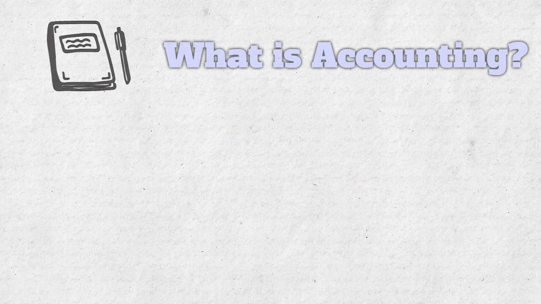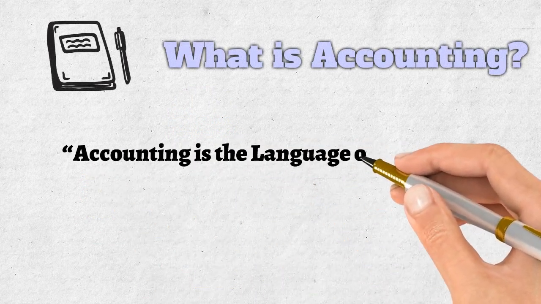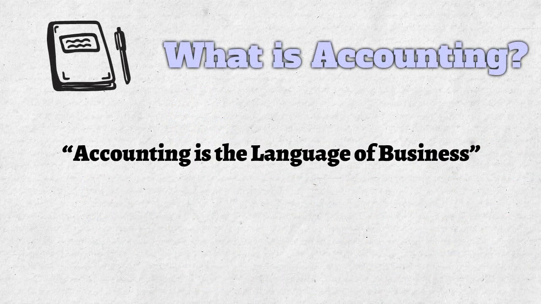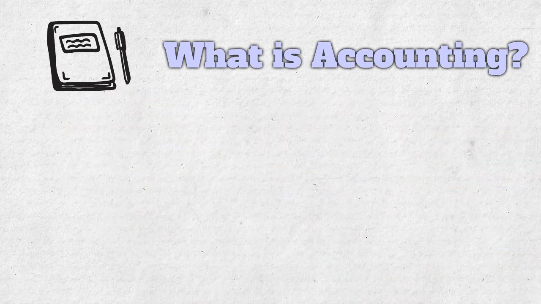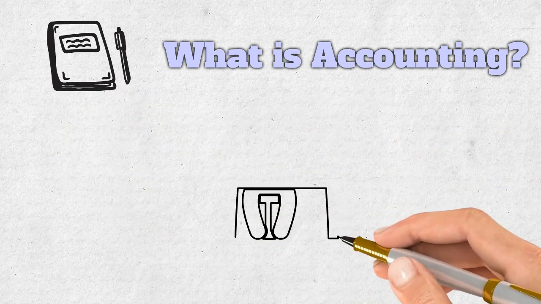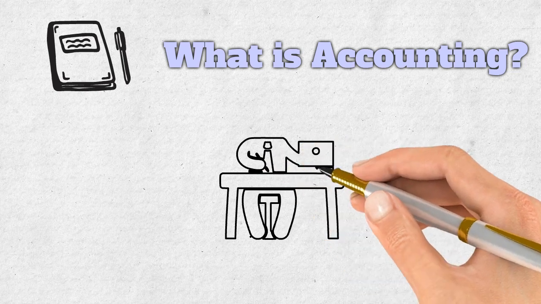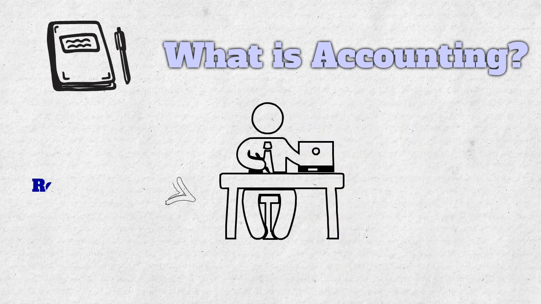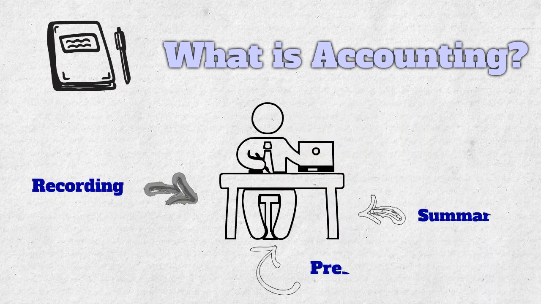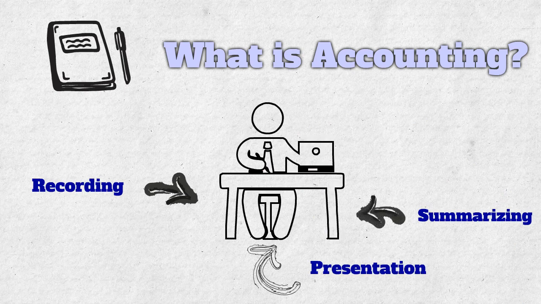What is accounting? Accounting is the language of business. What do we mean by language of business? This means that with the help of accounting, we can understand the business, especially the financial position of the company. But if we try to understand the detailed definition of accounting, accounting involves three main activities or three keywords: recording, summarizing, and presentation. So these three words are the three main responsibilities of an accountant.